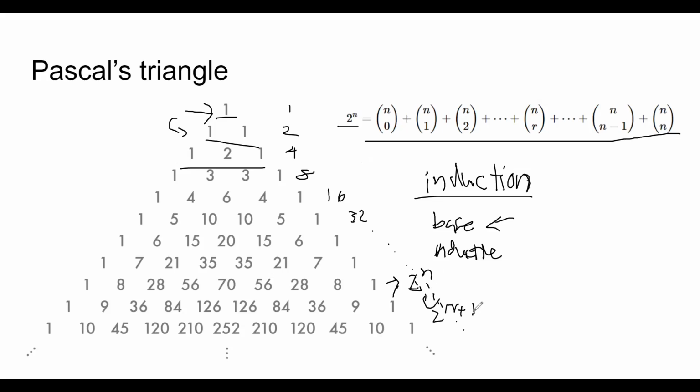Can someone explain, you can type in chat or say with your microphone, how might we show that the sum of each row is double the sum of the previous row? What property of this triangle, by definition, allows or forces this to happen?